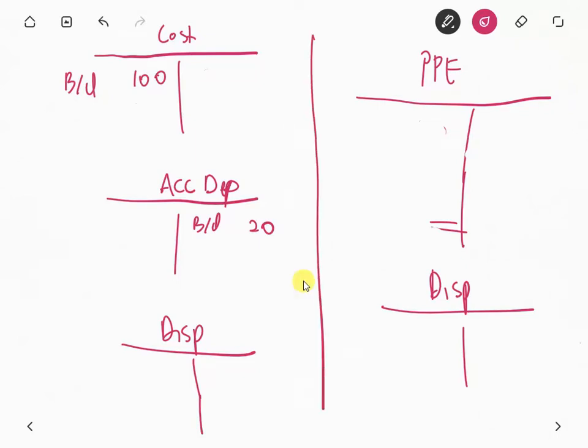If the question gives us the cost of the asset as well as the accumulated, do we know the net book value? 80, shown separately. During the year, there is a disposal of an asset with cost 30. If disposal, what do we do? Cost 30. The accumulated, assuming is 12. 20 lah. No, cannot. 10 lah, 10.